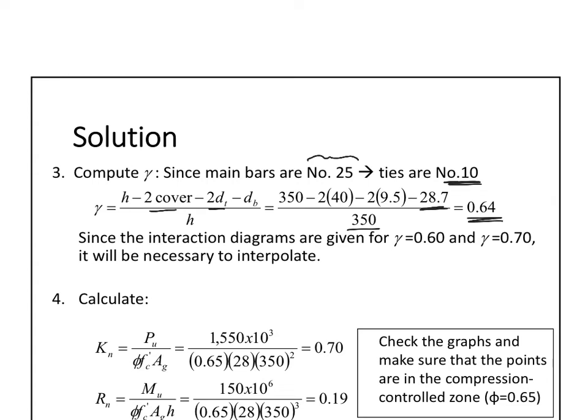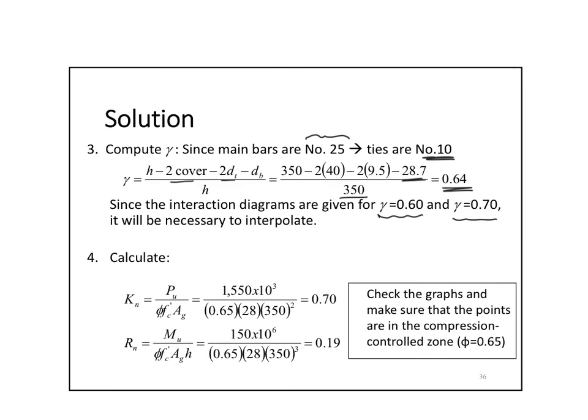So what do I do in this case? I will have to work my way through the 0.6 and the 0.7 and do all the necessary work for the 0.6 and the 0.7 and then interpolate between them. Okay? Because I don't have something close to the 0.64. So I calculate my Kn and my Rn. Very simple calculation. I got 0.7 and 0.19. I'll check the graphs, make sure that the points are in the compression zone to ensure that phi equals 0.65.